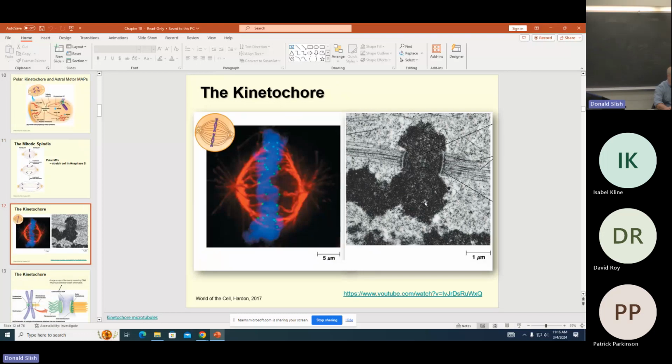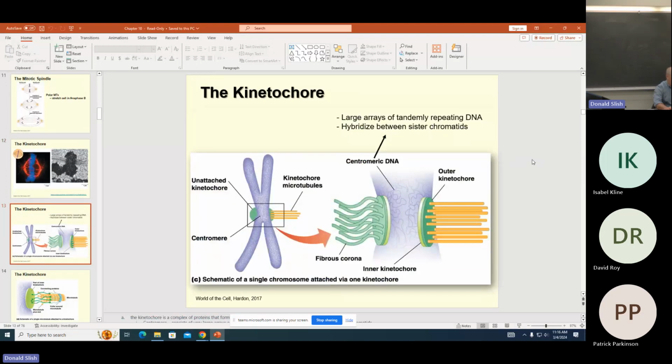Kinetochore. So here's some cool pictures of kinetochores. I love these electron micrographic pictures, but I have a hard time seeing anything in them, really. I mean, there's your kinetochore there, microtubules coming away from it. I'm a big fan of the drawings, as you know.